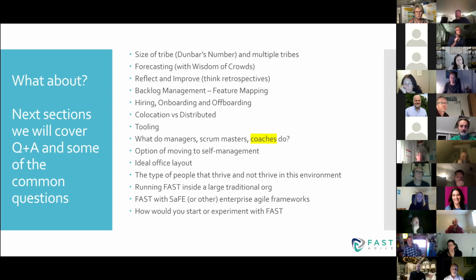So the cost of ownership of FAST is extremely low when compared to Scrum, right? Then there's self-management, office layout. So have a quick look at those questions, because I'm really going to skip forward now with what little time we've got left and answer questions.